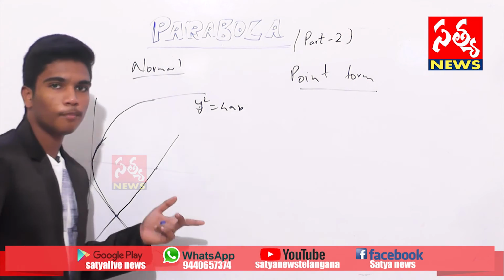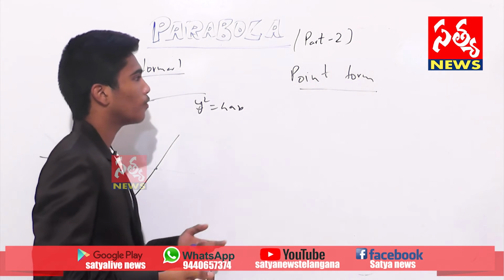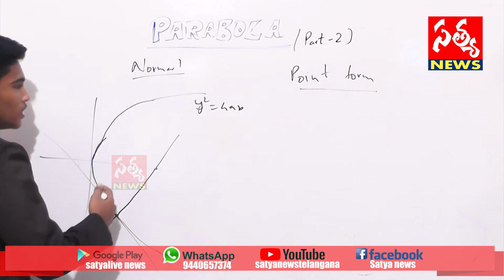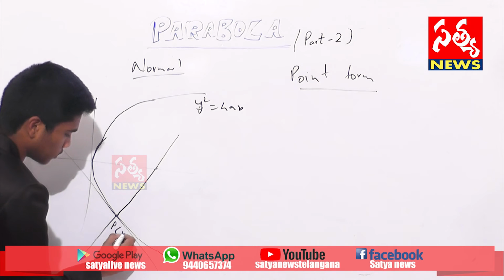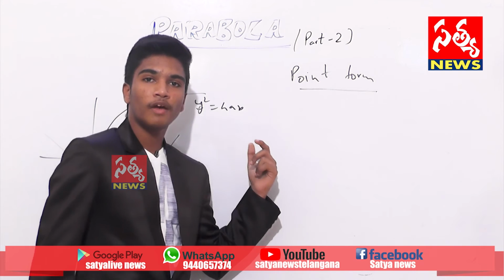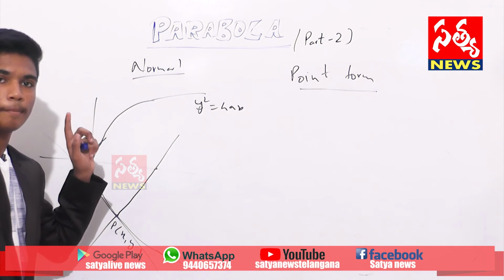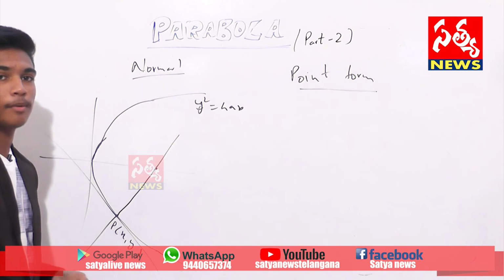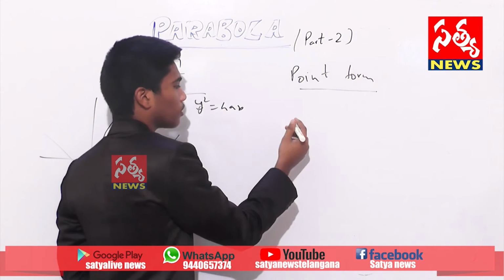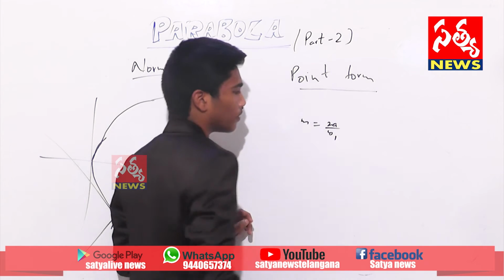We all know that point form is very important, right? From the tangents also, we learned how important point form is. First of all, let's derive the point form. Let's take this as x1, y1. What we have got from the point form of the tangent of the parabola, the slope is m equals 2a by y1. Got?